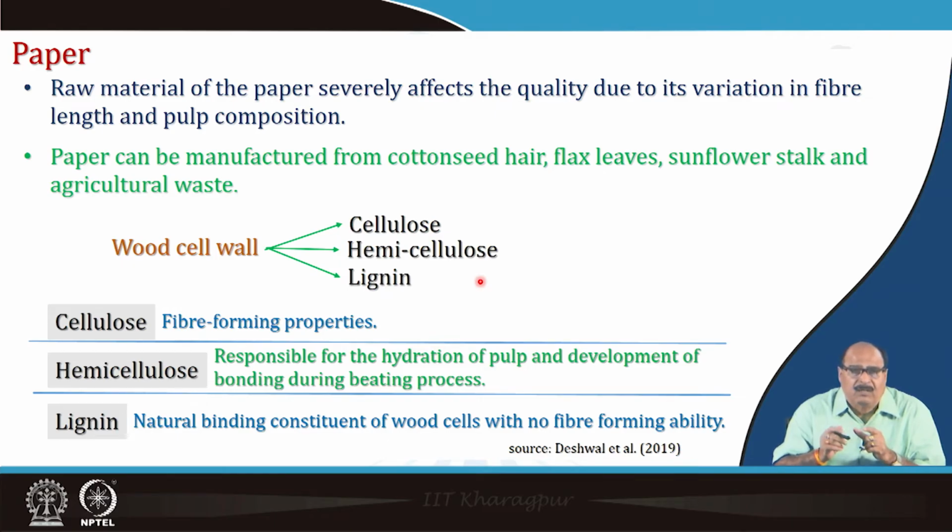The cellulose has the fiber forming properties. Hemicellulose is responsible for the hydration of the pulp and development of bonding during beating processes. Lignin is a natural binding constituent of wood cells with no fiber forming ability. It does not have any fiber forming ability.